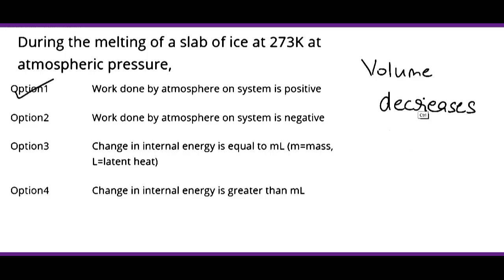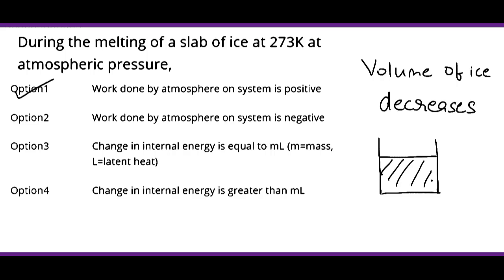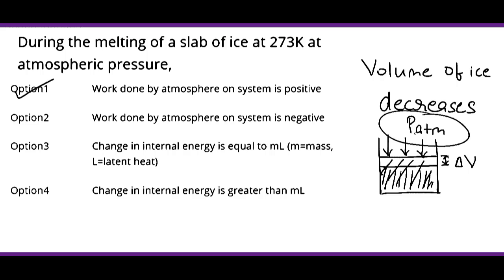Of ice. So volume of ice decreases. If we have a container filled up to here with ice and the atmospheric pressure P_atm is acting on it, upon melting there is a change in volume. This becomes the new volume of the melted substance, and this is the new volume change delta V that is occupied by the atmospheric pressure.